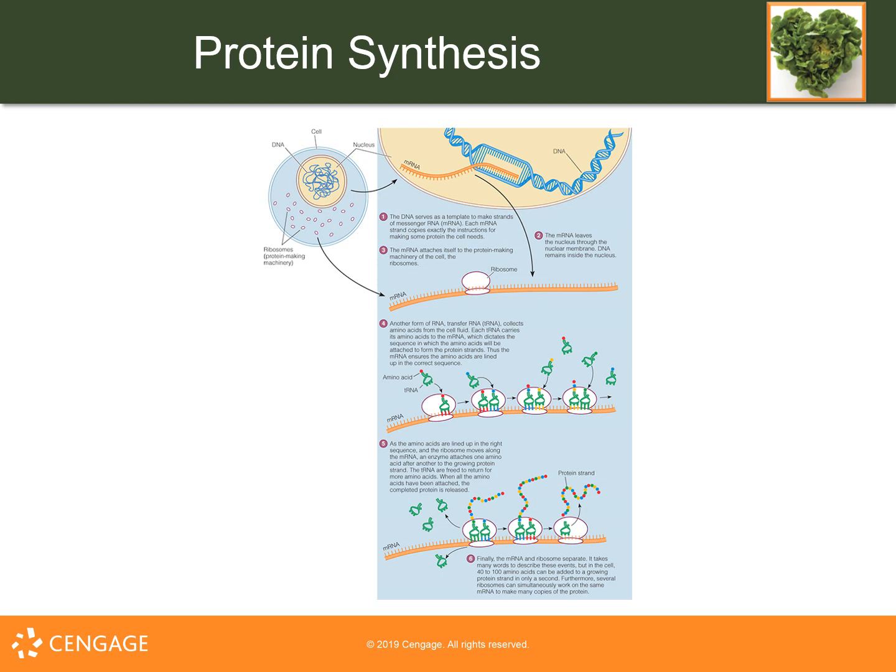And an anticodon is complementary to the codon for an amino acid. I'm going to give you an example. So the amino acid lysine has a codon called AAG. So the anticodon is UUC. Therefore, I want you to know that lysine would be carried by a tRNA molecule with the anticodon UUC.